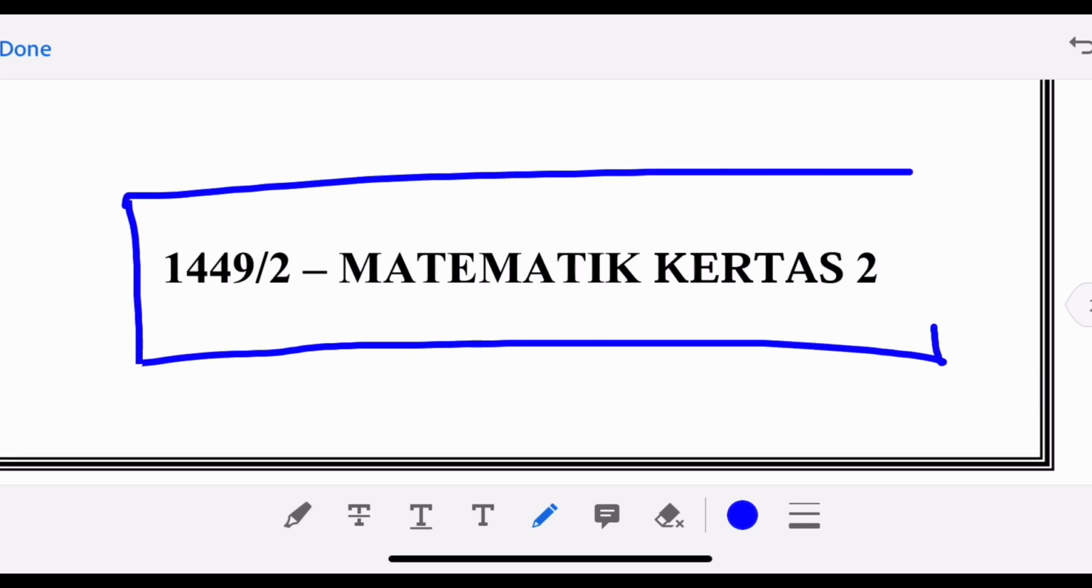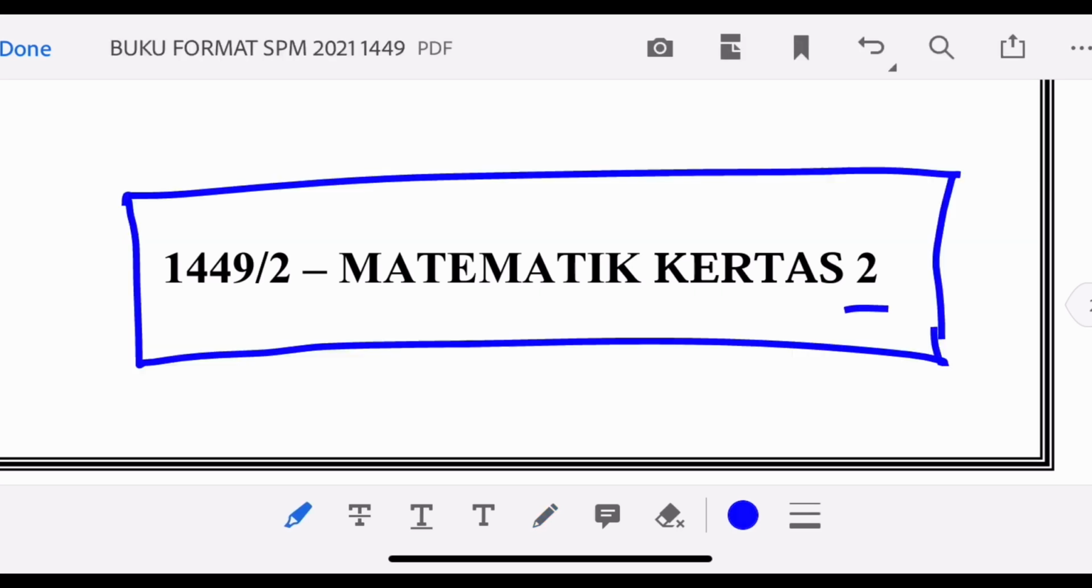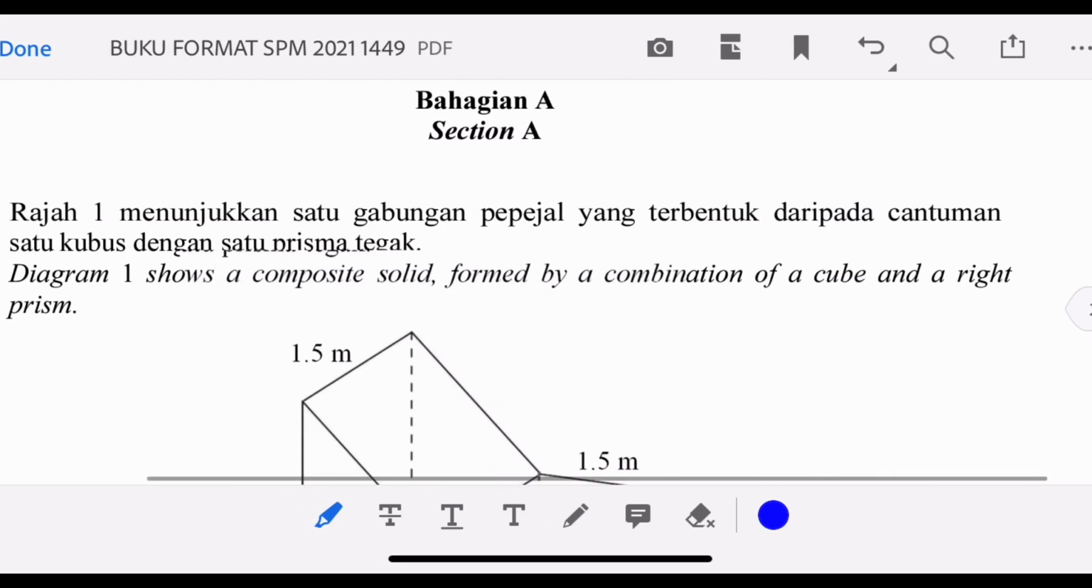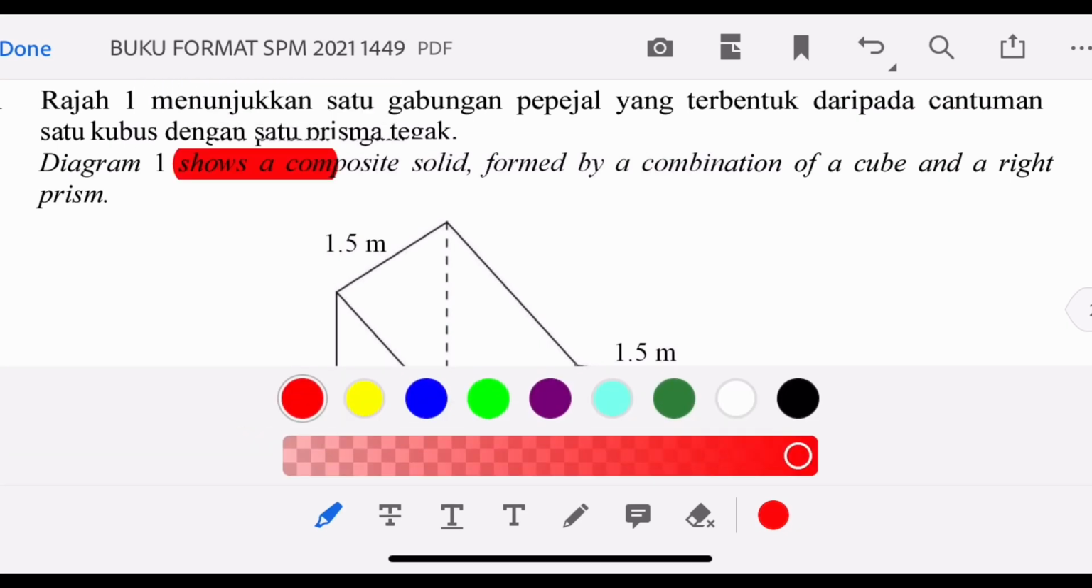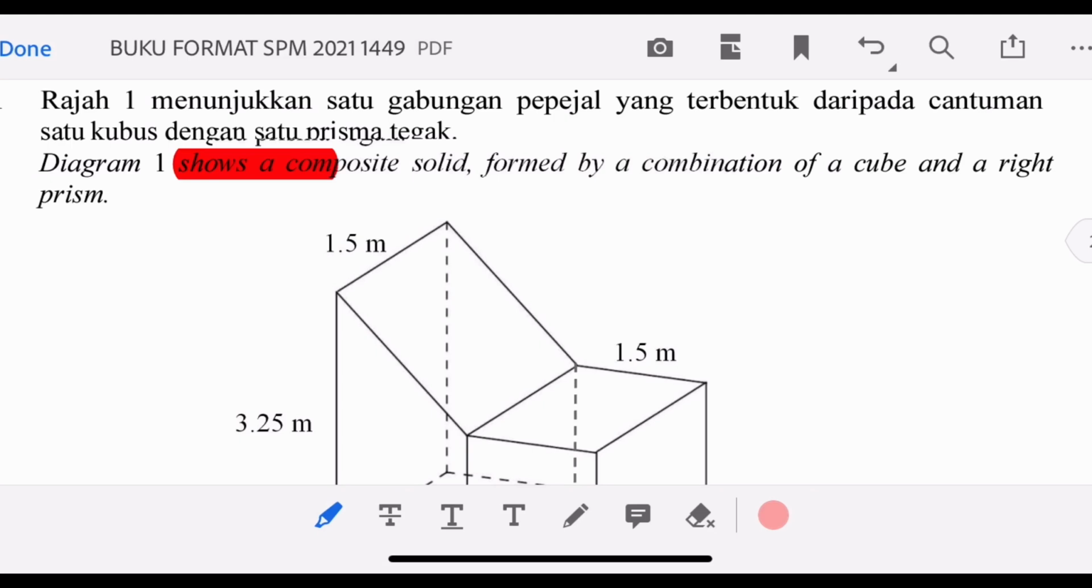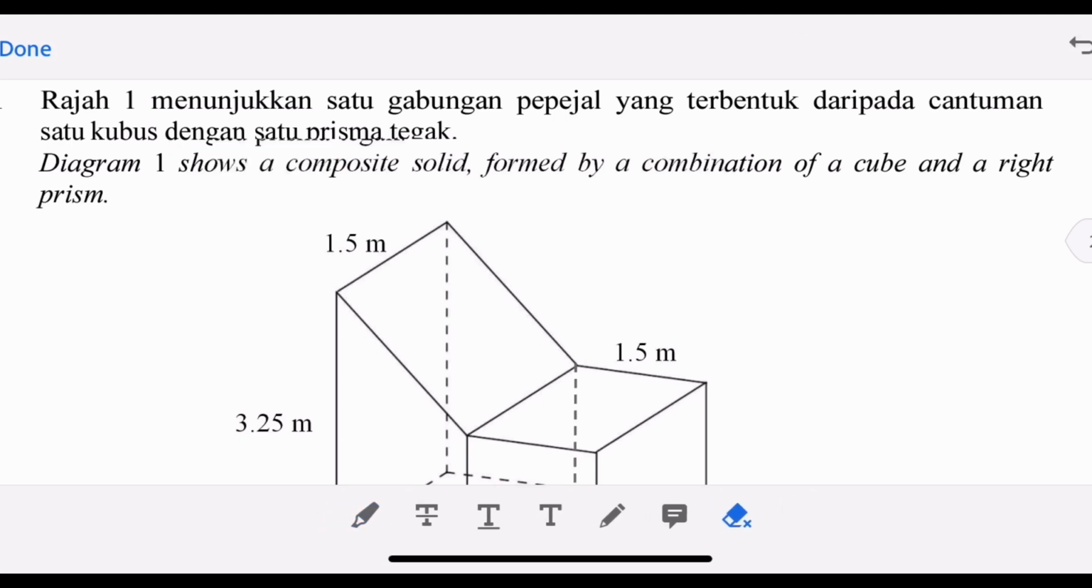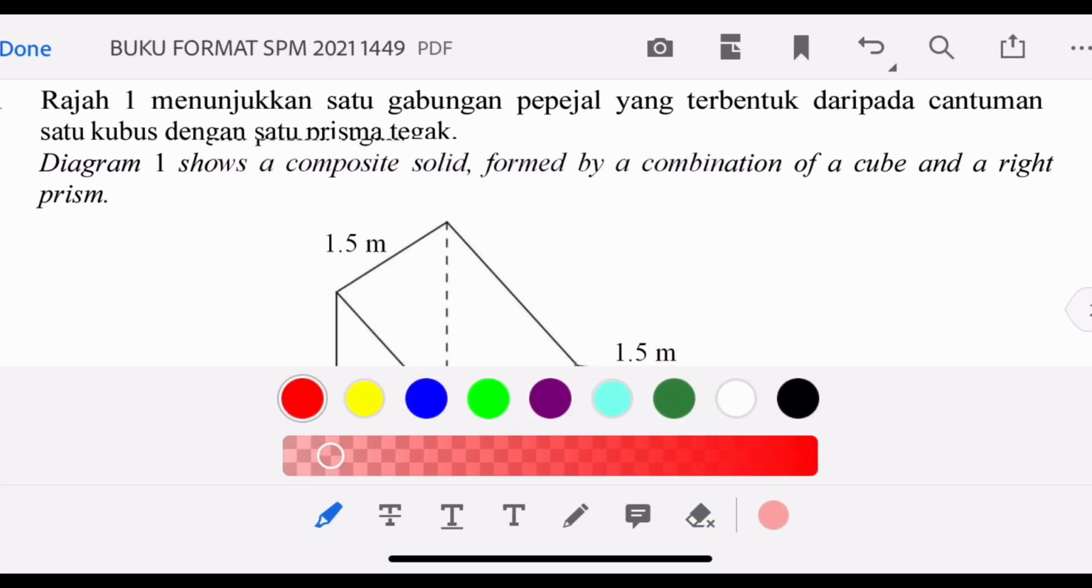For your information, the exam questions will be bilingual. The BM version will be leading, which means you will see the BM wording first, followed by the English version. But it's okay, we need to be well versed in both languages. Diagram 1 shows a composite solid. It's a composite solid formed by a combination of a cube and a right prism.